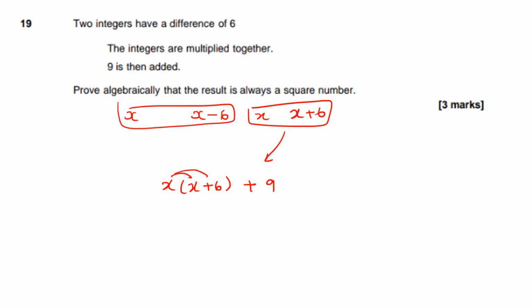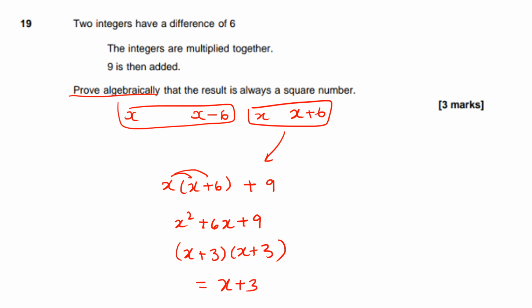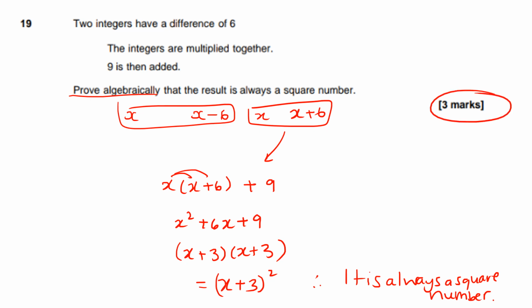So when I multiply them, it's going to give me x squared plus 6x plus 9. Can you prove algebraically that the result is always going to be a square number? Okay, so when I factorize this, it's going to be (x plus 3)(x plus 3). This would mean that it is going to be (x plus 3) squared. Therefore, it is always a square number. And that's how I get 3 marks from this question.